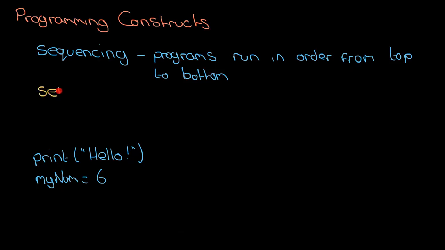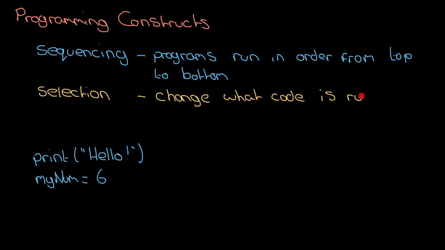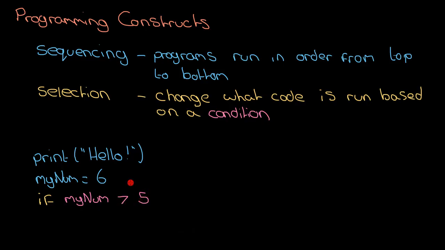So another one is selection. That is your second programming construct. And this is the idea that we can change what code is run based on a condition. And you'll get to see what I mean by condition in a moment, because the conditions are really important for both selection and iteration. So let's write a little bit of computer code for this. Almost all programming languages use if statements when you're dealing with selection. So let's write an example one here. So if my_num is greater than 5, print high, else print low.